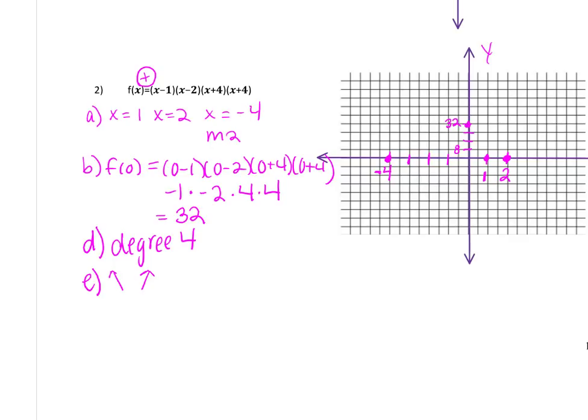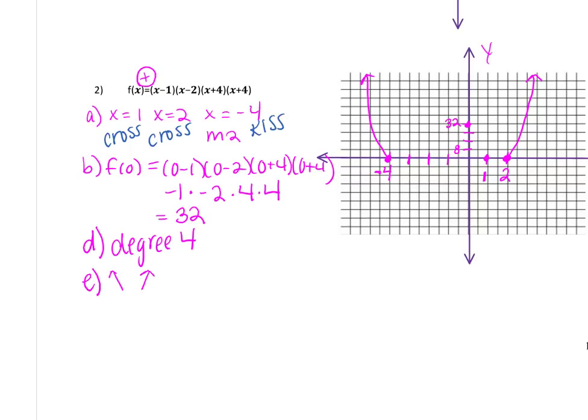Now, I already know my end behavior. I'm going to end up like that. Now, what happens in between at each of these zeros depends upon the multiplicities. Anytime it's an odd multiplicity, that's a cross. So I'm going to cross at 1. I'm going to cross at 2. Since there's a multiplicity of 2 at x equals negative 4, that's going to be a kiss.